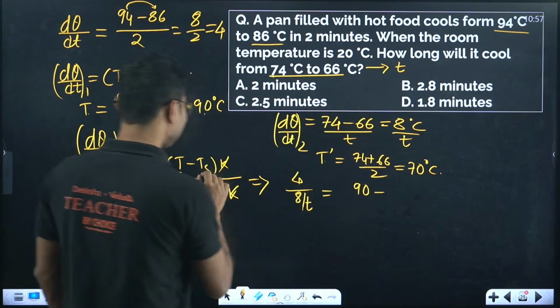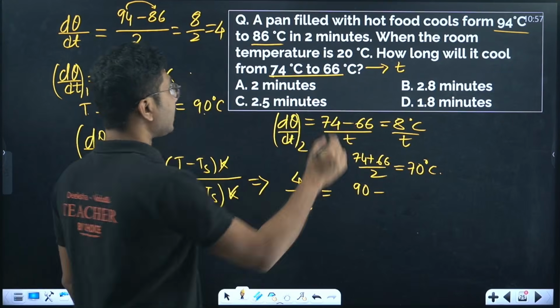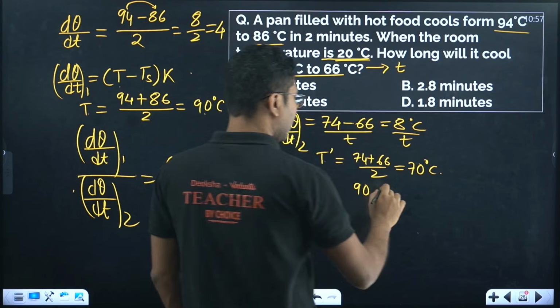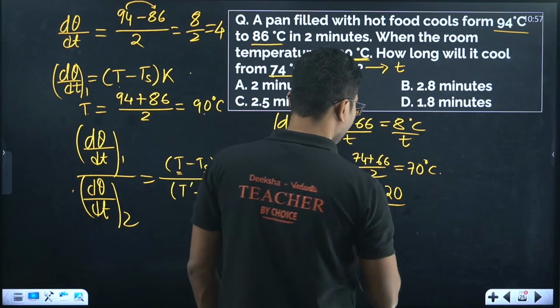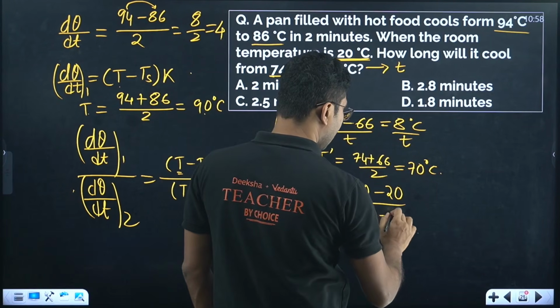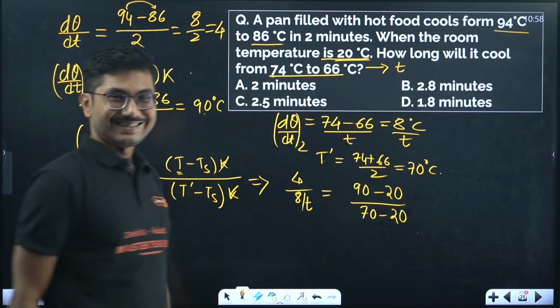And what is Ts? Ts is the surrounding temperature. Surrounding temperature is given here, 20 degrees Celsius. So don't worry, everything is given. 90 minus 20. What about T dash? T dash we have calculated, 70 degrees. And the surrounding temperature remains the same.